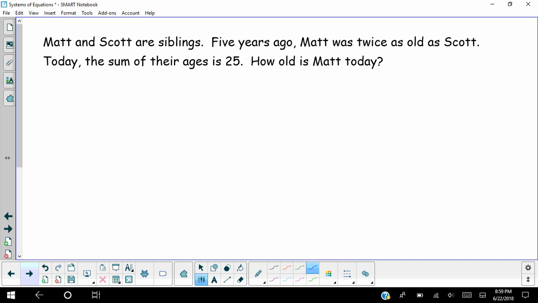Okay, next one. Matt and Scott are siblings. 5 years ago, Matt was twice as old as Scott. Today, the sum of their ages is 25. How old is Matt today?